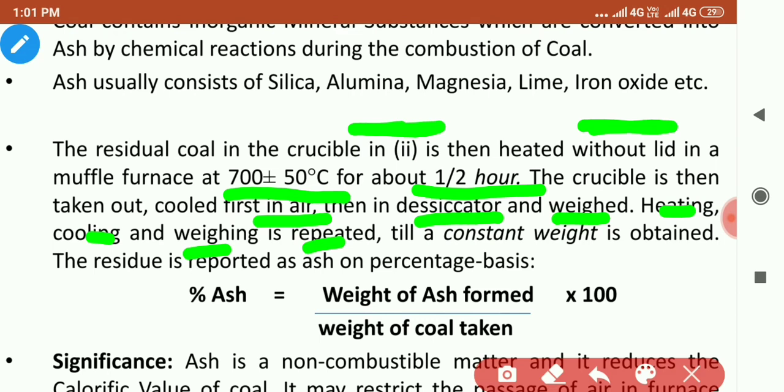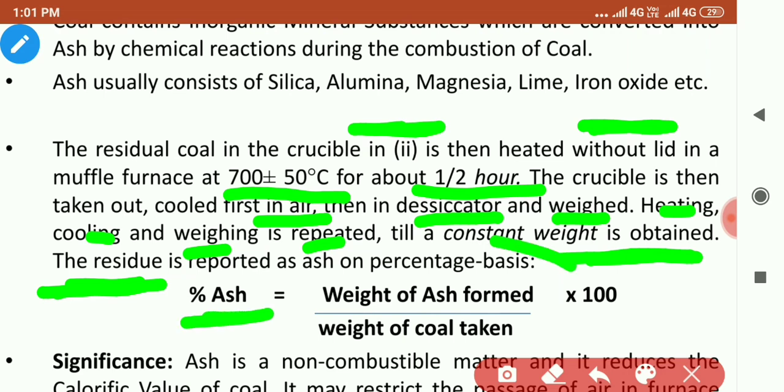ये स्टेप हम तब तक करेंगे। 700 प्लस माइनस 50 डिग्री सेंटीग्रेड पे आधे घंटे तक गर्म करेंगे, फिर उसको एयर में ठंडा करेंगे, फिर डेसिकेटर में ठंडा करेंगे, फिर उसका वेट लेंगे। और ये प्रोसेस तब तक करेंगे जब तक कि कांस्टेंट वेट हमें ना आने लगे। जब कांस्टेंट वेट आ जाता है यानी वेट और रिड्यूस नहीं होता है, तब हम ऐसा मान लेते हैं कि जो रेसिड्यू हमें मिला है वो ऐश है, और उस ऐश को परसेंटेज के बेसिस में हम डिटरमाइन करते हैं विद द हेल्प ऑफ दिस फॉर्मूला.